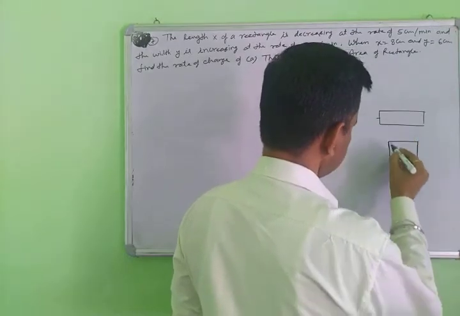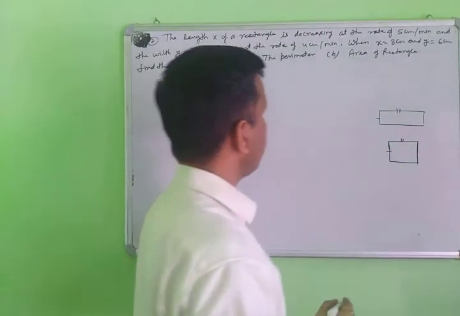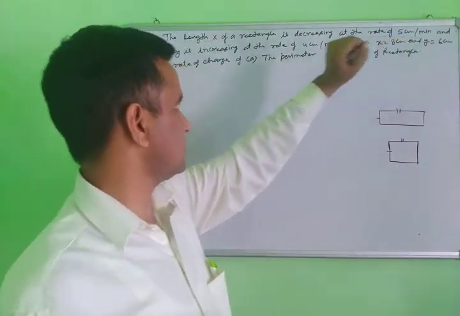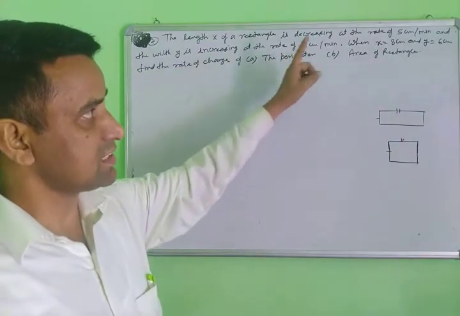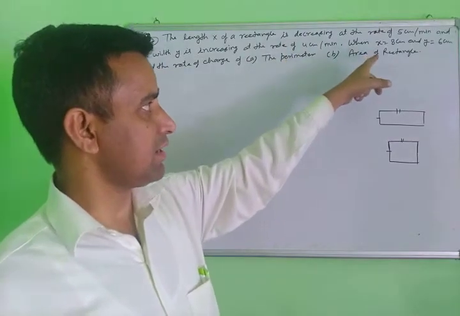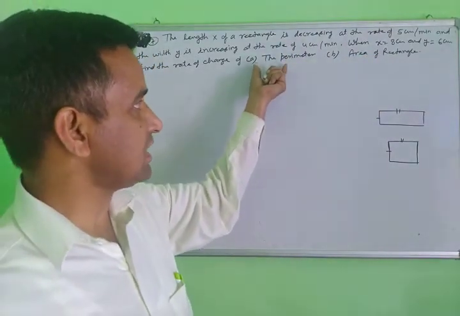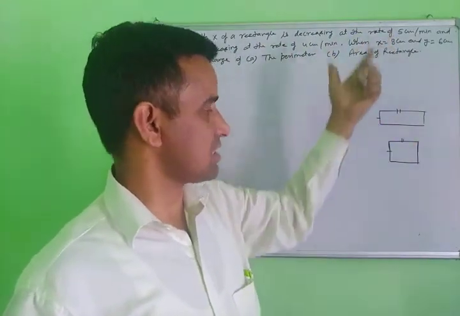This width changing in this way, or this length changing this way. And when x equals 8 centimeter, y equals 7 centimeter, find the rate of change of perimeter. Second part, area of rectangle. Both the perimeter and the area of the rectangle you have to find. In two parts here: first the rate of change of the perimeter, second the rate of change of the area, according to the given condition.